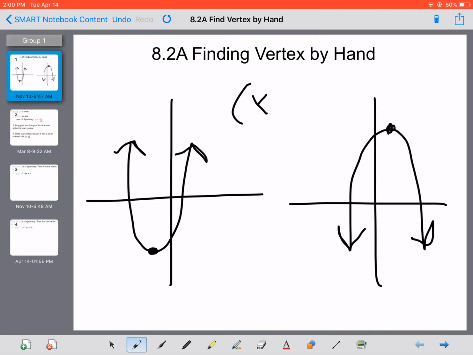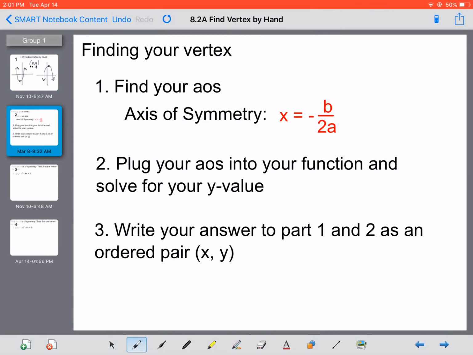Remember, vertices are ordered pairs, and all ordered pairs are x and then y. So you're moving in the left and right direction, and then your y moves in the up and down direction. But sometimes we don't have a graph, so then we need to find it another way. So we need to do it by hand, and there is an equation to do so. So here's our equation. This is going to be an equation you're going to have to memorize.